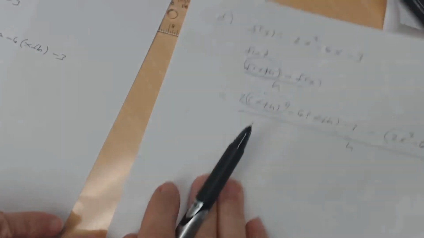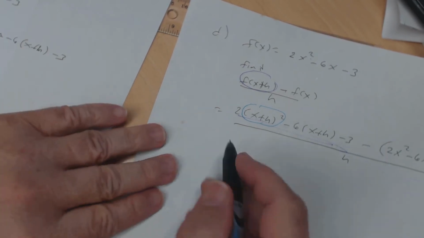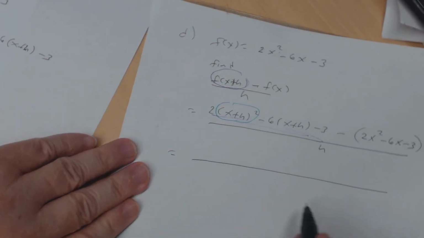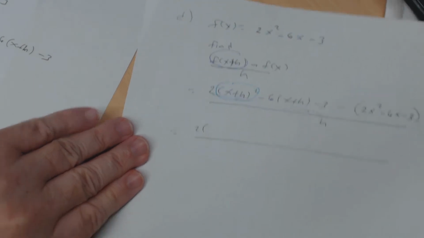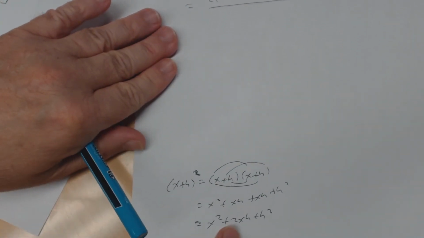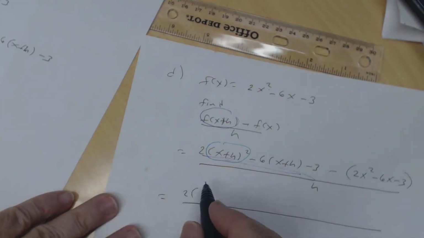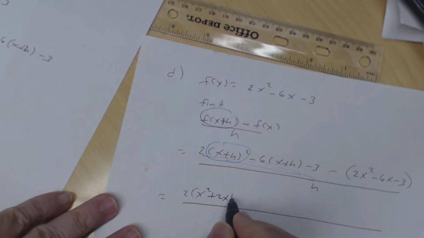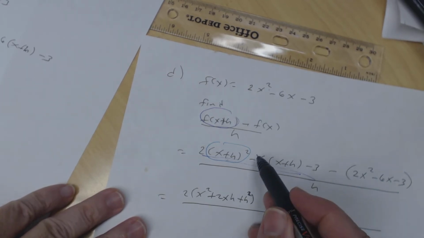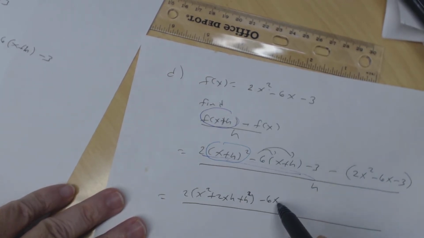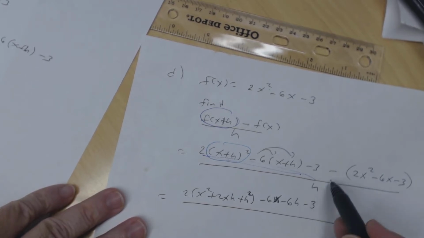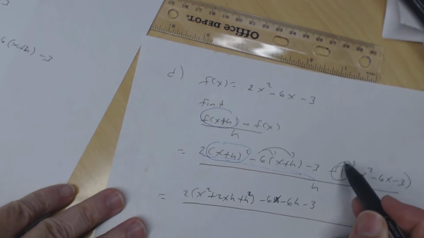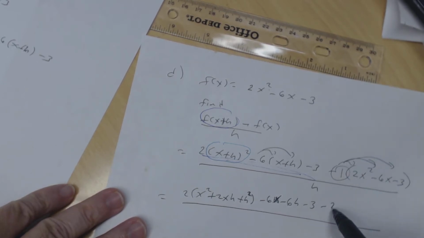Now that's what this is right here. So now I'm going to say 2 times this whole thing. So 2 times all of this. So that's x squared plus 2xh plus h squared. All right, and then let's go ahead and distribute this at this point. So that's minus 6x minus 6h. That's an x. And then minus 3, don't forget the minus 3, and then distribute the negative 1. I'm going to get minus 2x squared.